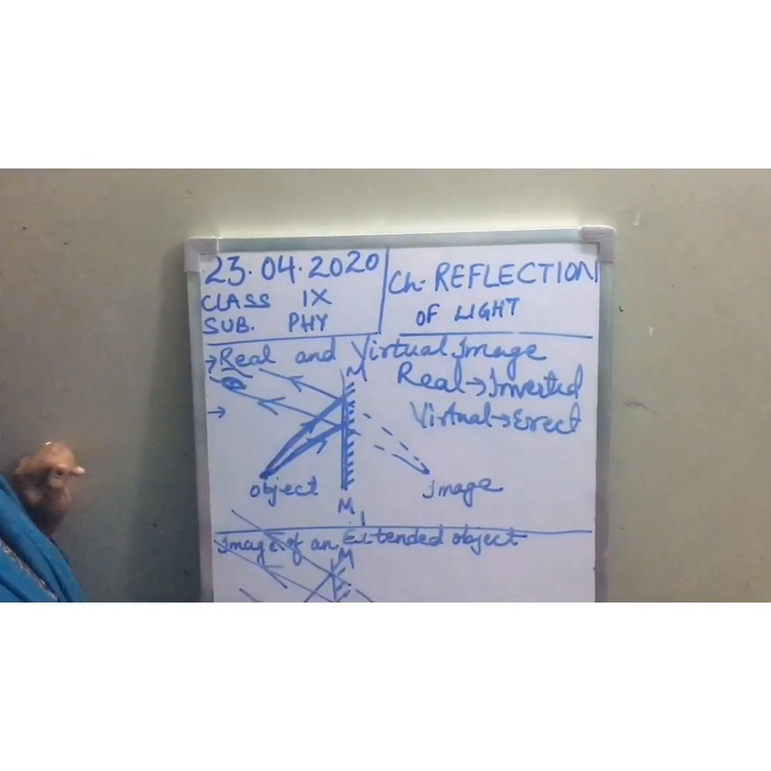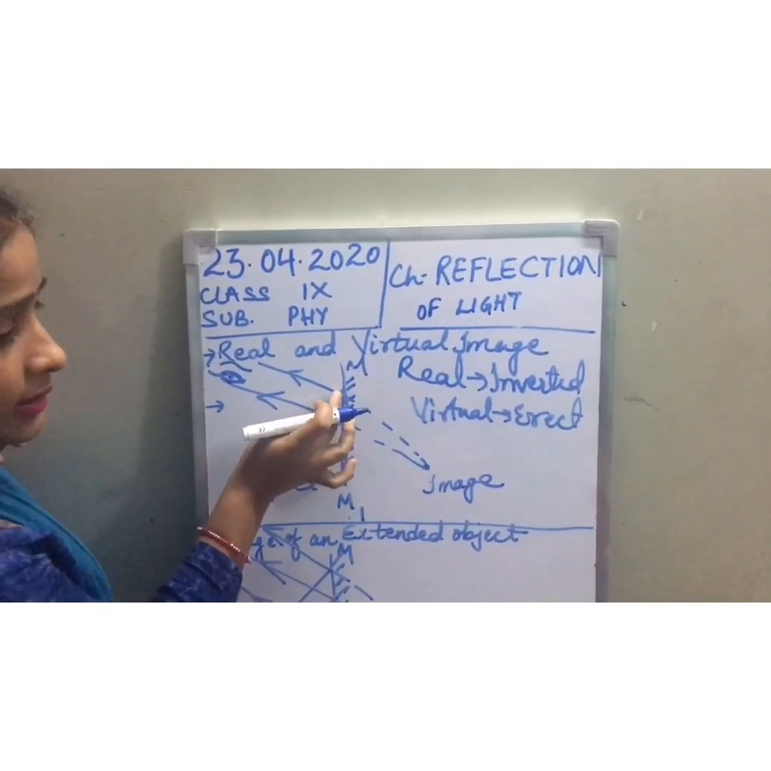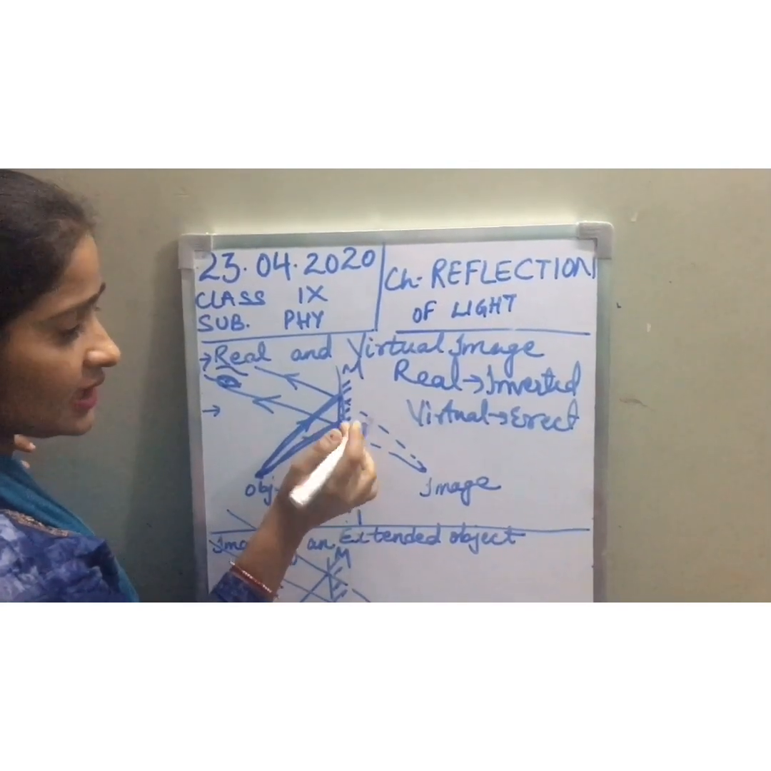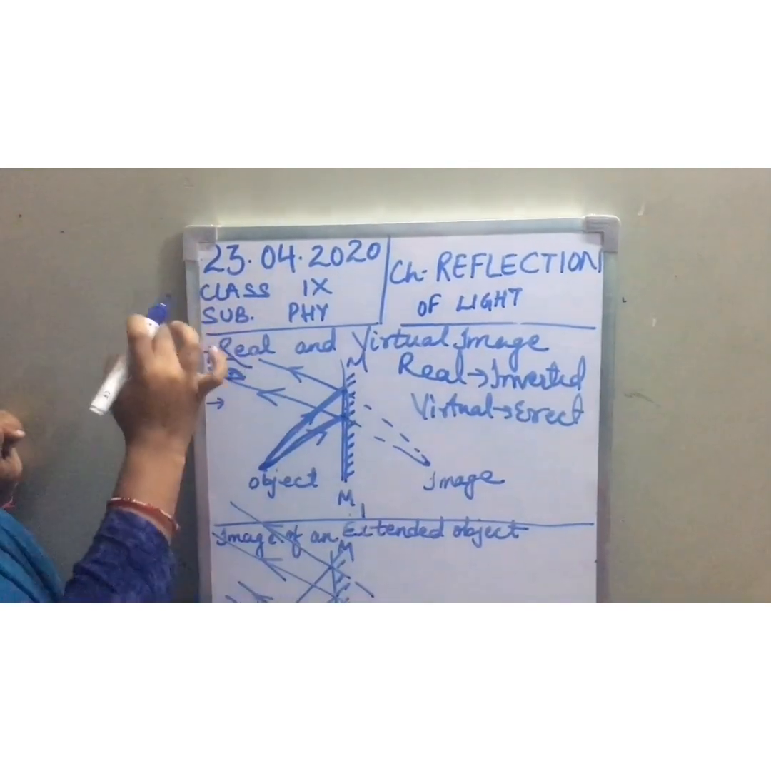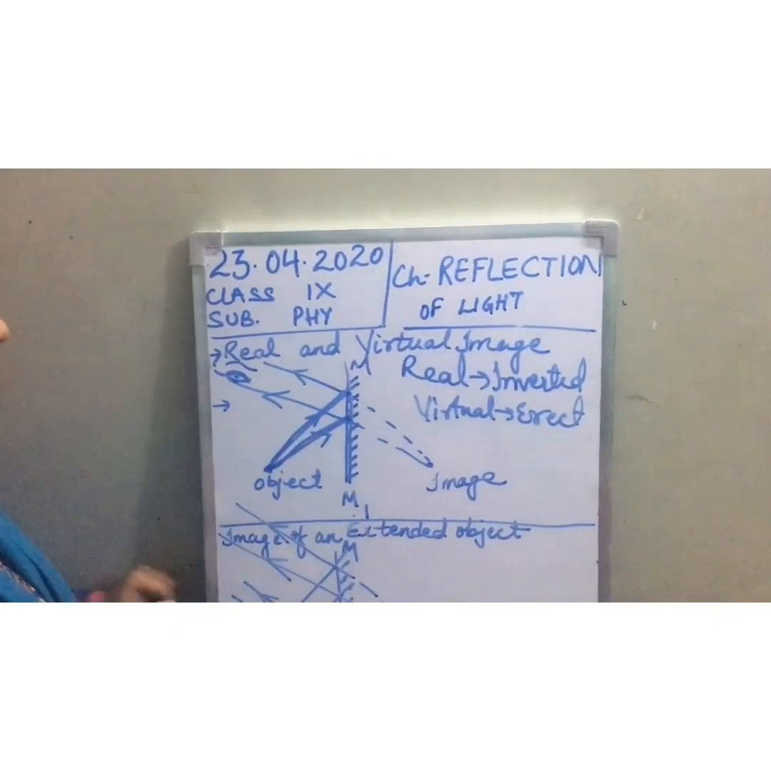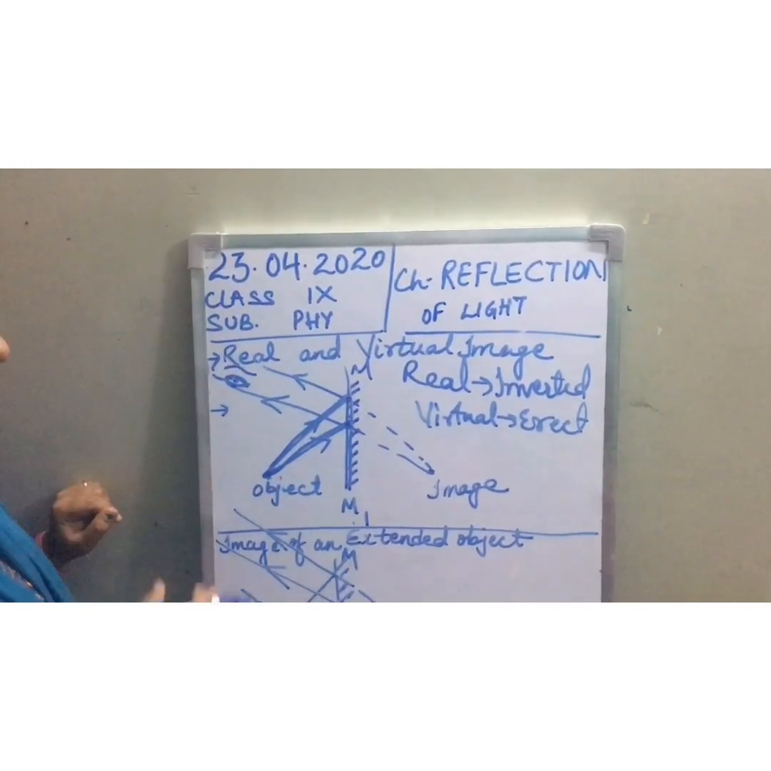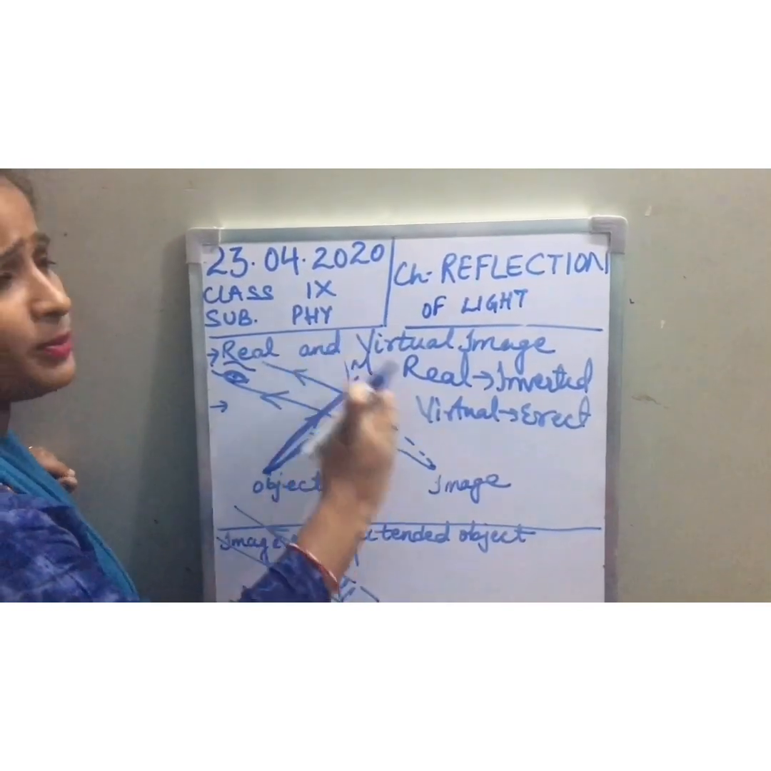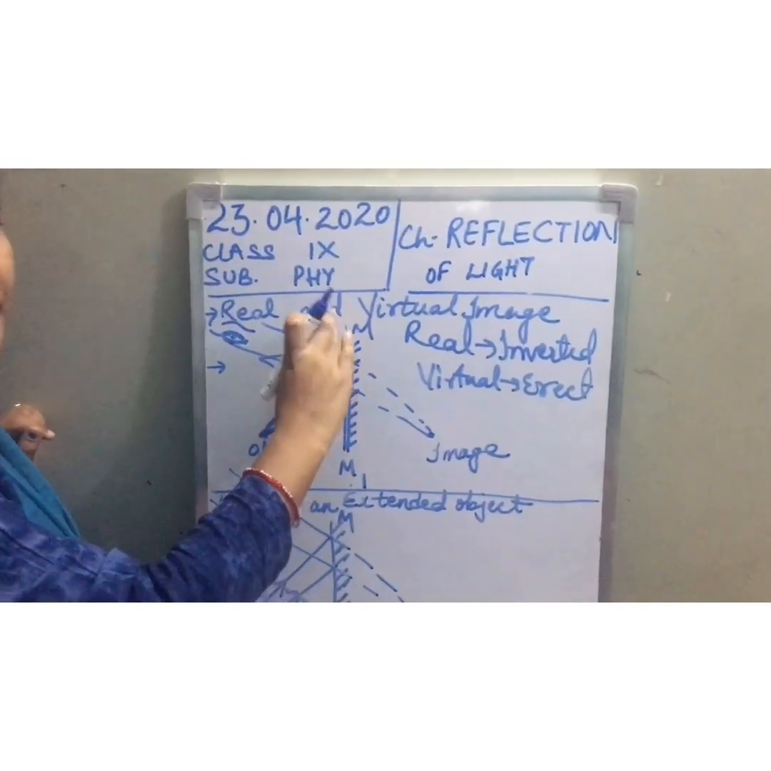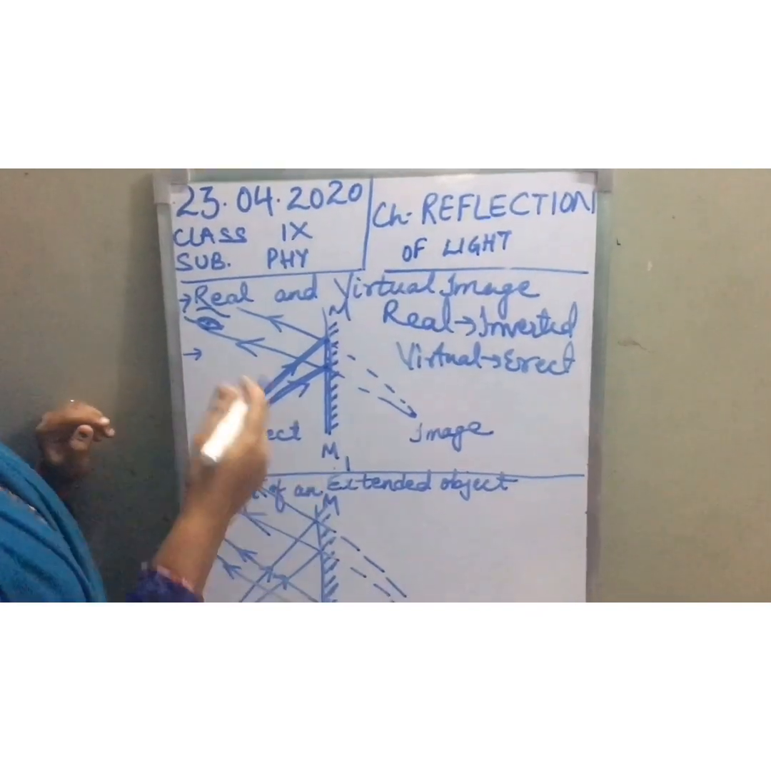When it strikes the plane mirror MM1, what will happen? Reflection of light happens. This incident ray, after striking the point of incidence, reflects back in the same medium. Now, you tell me, these two are parallel reflected rays. Is it possible for these reflected rays to meet anywhere in space? No, not at all. These reflected rays will not meet anywhere in space. So, how will we get an image in a plane mirror?